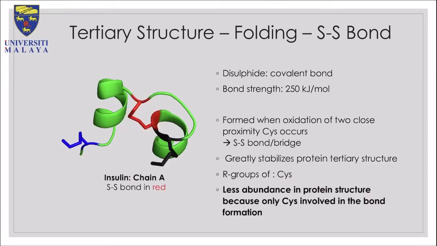And finally, there's the disulfide bond, one of the strongest bonds in any peptide, that contains two cysteines. The bond strength is about 250 kilojoule per mole, formed when oxidation occurs between two cysteines in close proximity. You must have two cysteines; if you don't, it doesn't form. Again, this one is shown from insulin chain A, disulfide bond in red. It greatly stabilizes protein tertiary structure, but it is less abundant because cysteine is involved in bond formation.